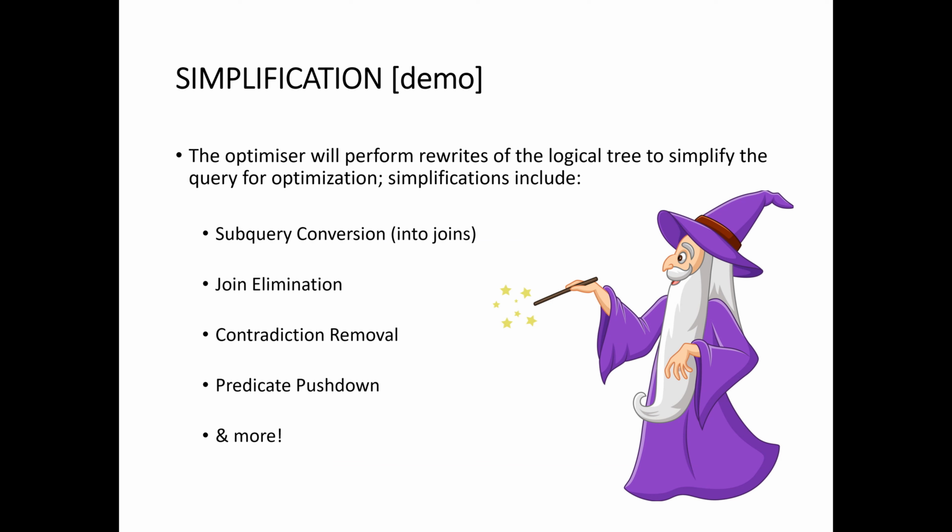So simplification. Its function really is that the optimizer will perform rewrites of the logical tree to simplify the query for optimization. So essentially, it's going to make the query as simple as possible for itself, so it doesn't have to work too hard.